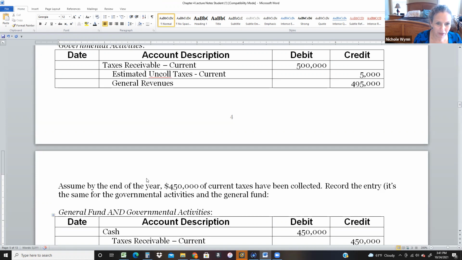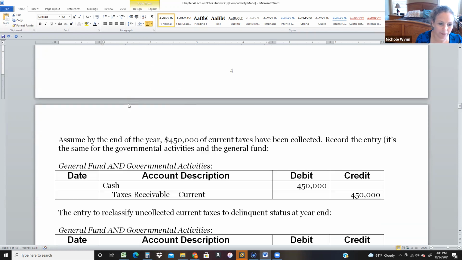So basically we were waiting to receive 450 or 500. We got 450 of it, so that means we're still waiting on another 50. The other 50 is still receivable right now. Okay, and we haven't written anybody off yet, so we haven't done anything with the estimated uncollectible right now.